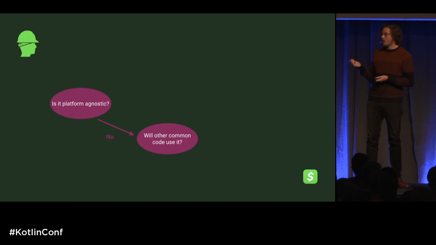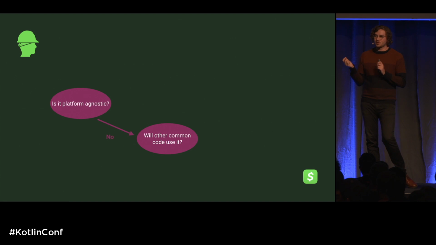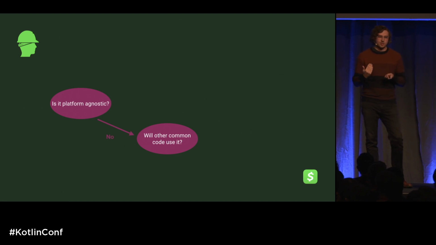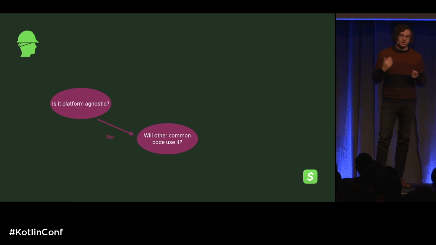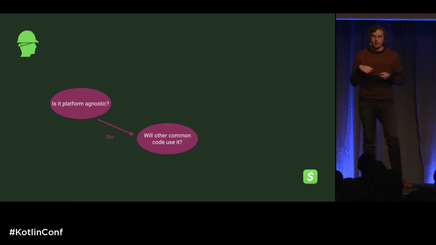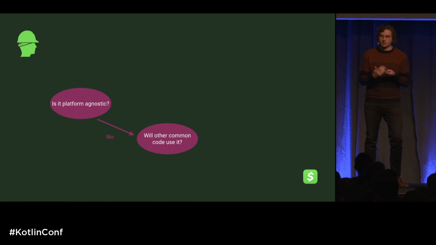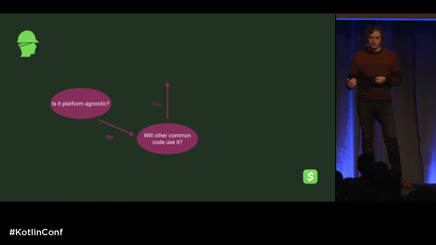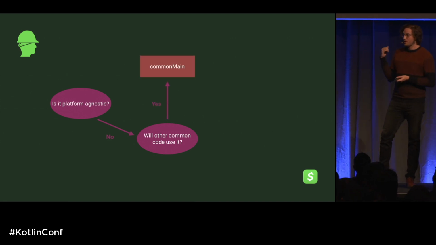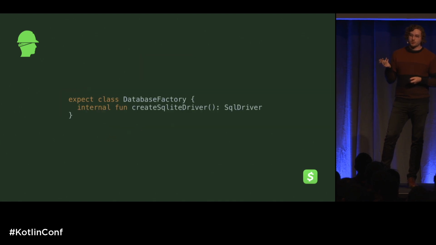But when we ask if other common code is going to use it, well, the database in our case is supposed to be lazy, something that gets created when you go to query instead of at runtime init. So in that case, it is getting called by the Kotlin common code, because the Kotlin common code is the thing that's going to be performing that query. So yes, it does, and so we need to put it into common main, and this is where we're going to use that expect class.